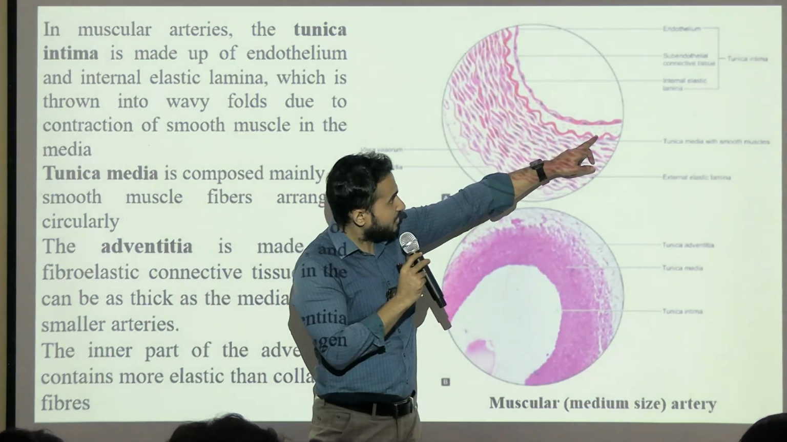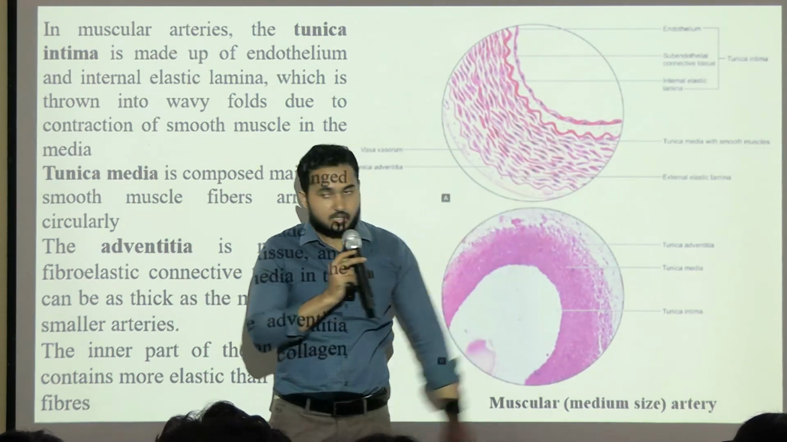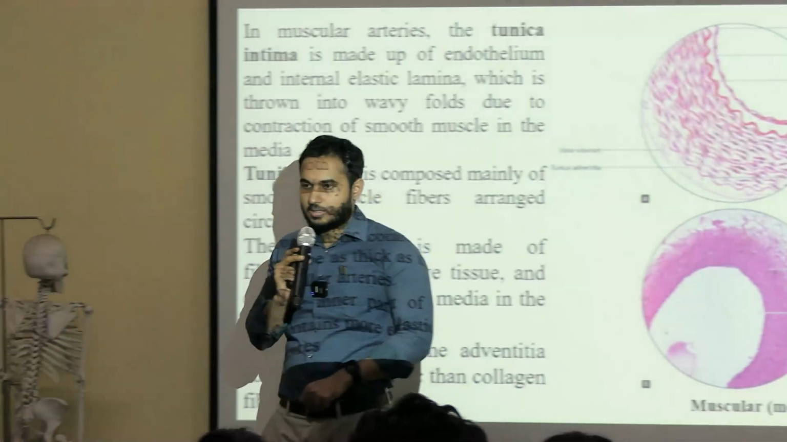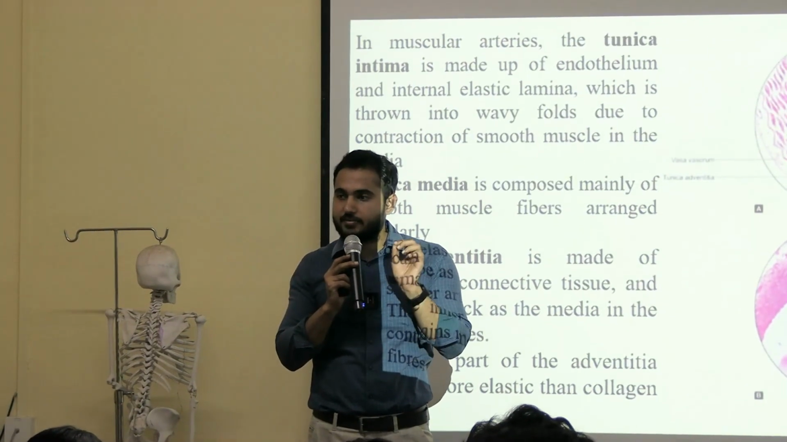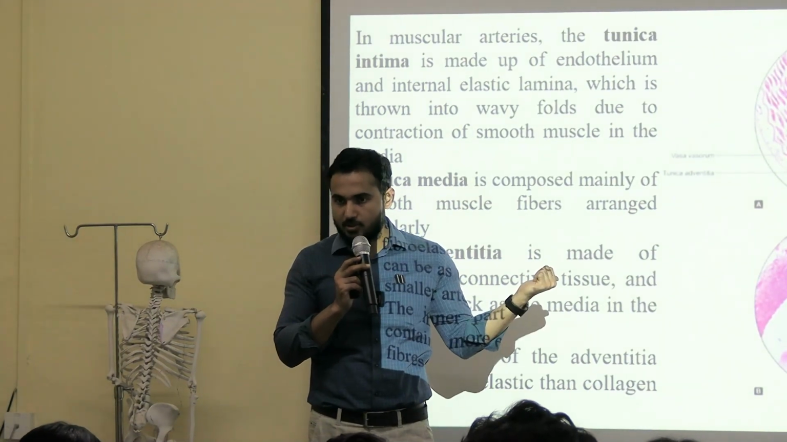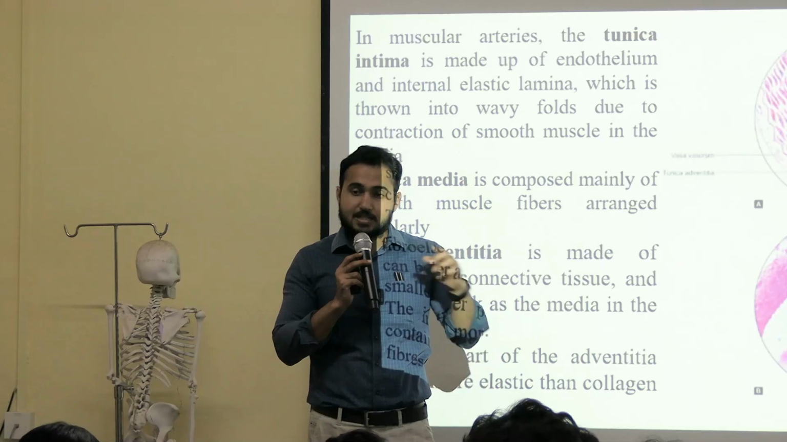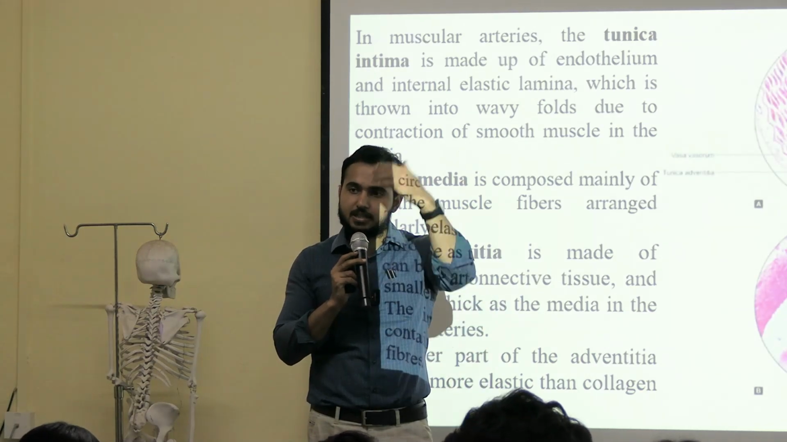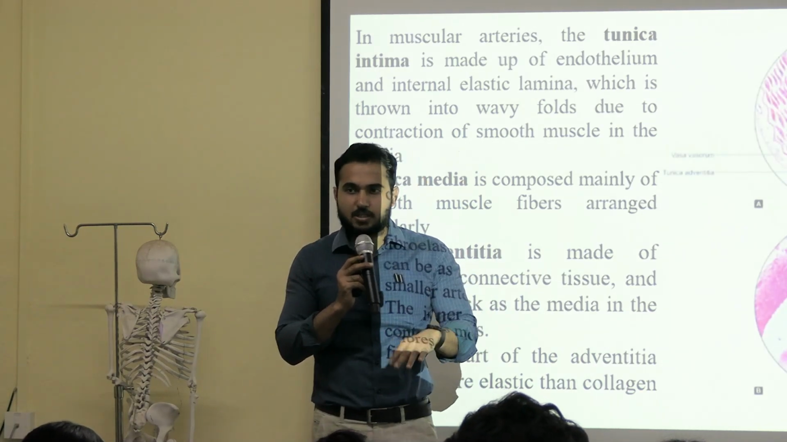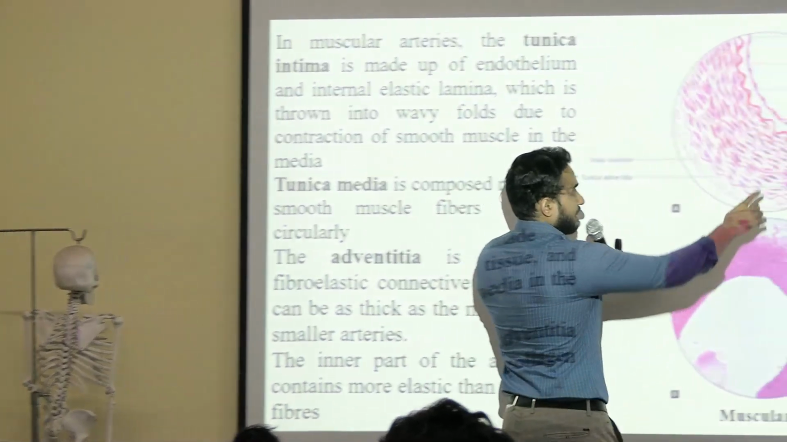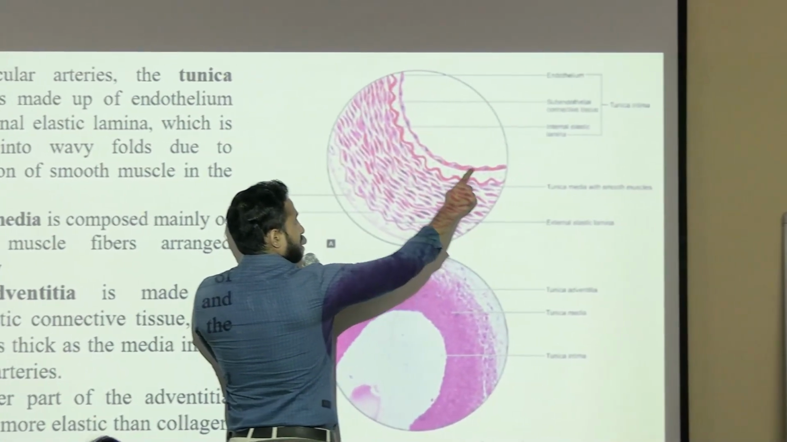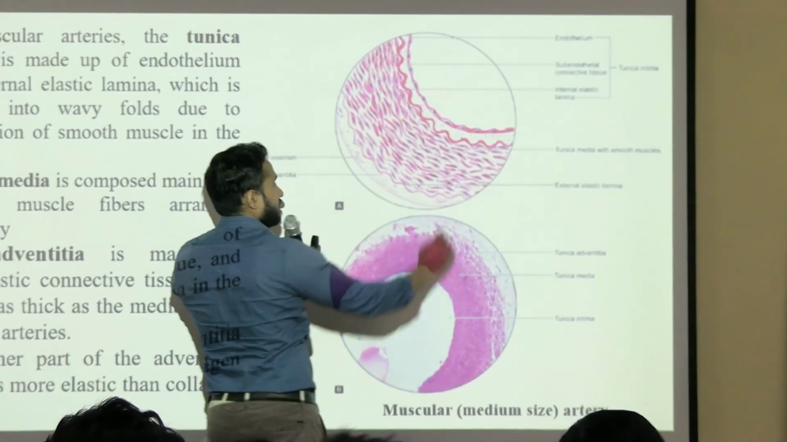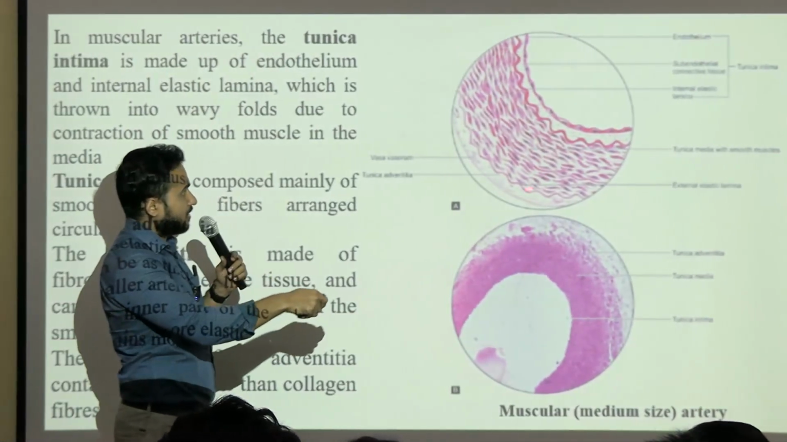After that, can you see this layer? This is the internal elastic lamina. Now this internal elastic lamina is very prominent in case of muscular artery. This internal elastic lamina is separating the tunica intima and tunica media. So this is the internal elastic lamina, this is the tunica intima and this is the tunica media.